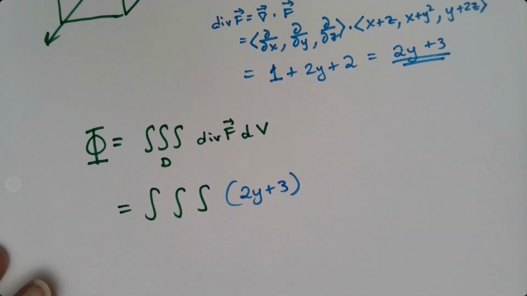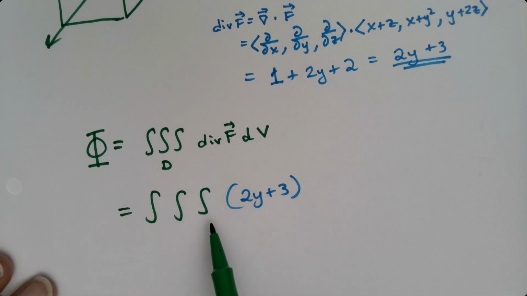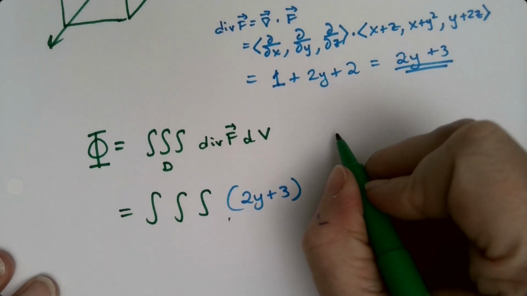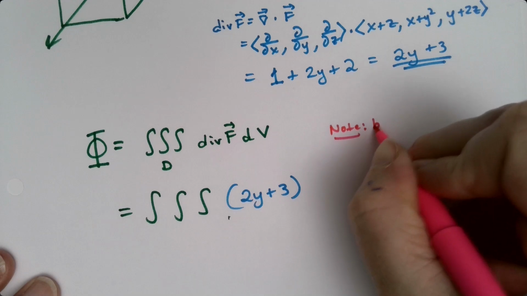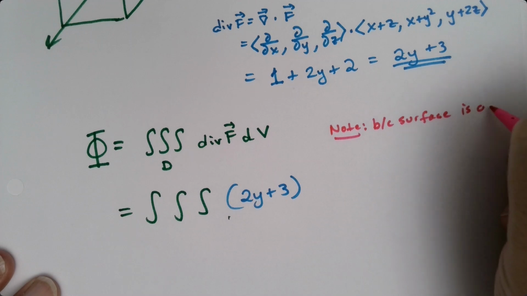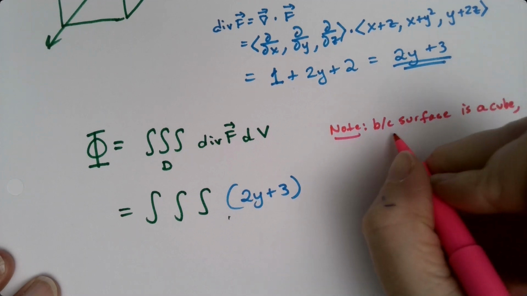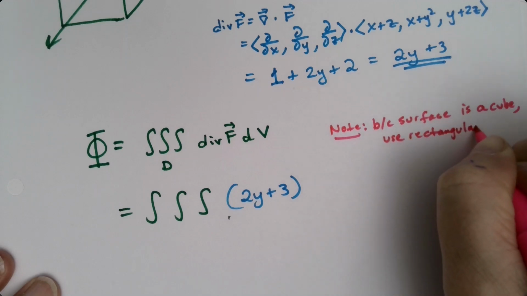All right, now this is classic rectangular coordinates. We don't have to switch this into polar or cylindrical or spherical. We can leave this rectangular, right? Those are the 3 coordinate systems we have for 3-dimensional objects: rectangular, cylindrical, and spherical. So, I'll make a note, because the surface is a cube, as opposed to a sphere, we will use rectangular coordinates. They'll be easier.